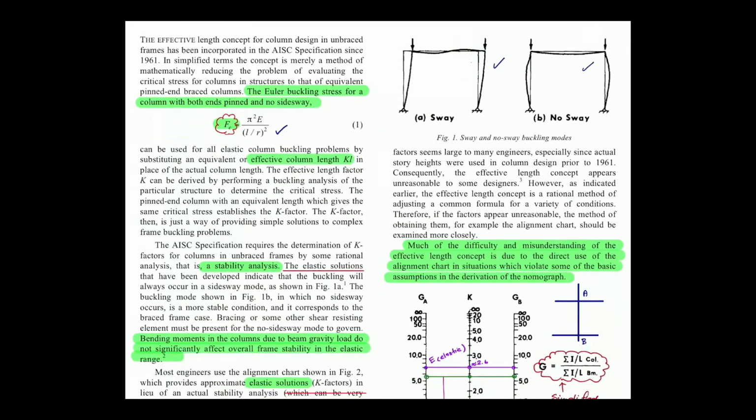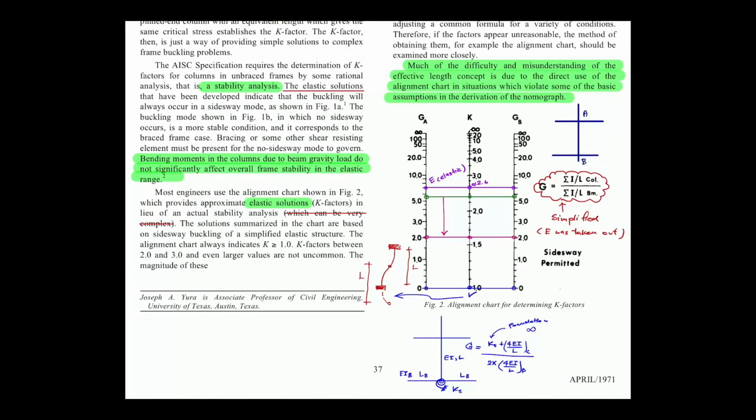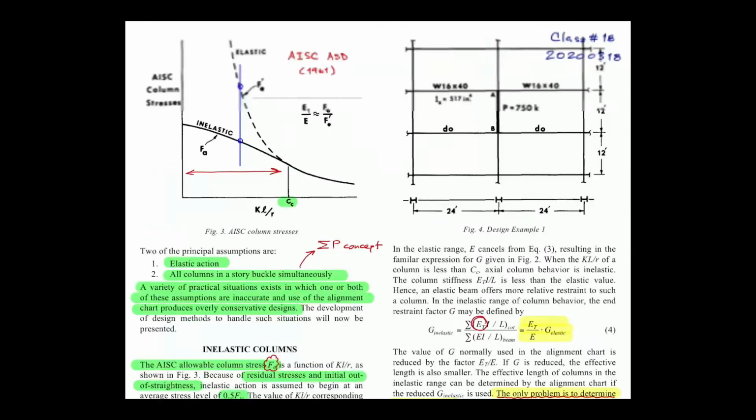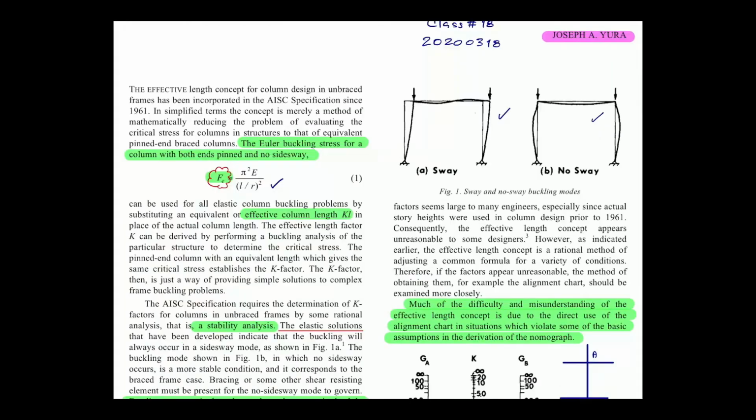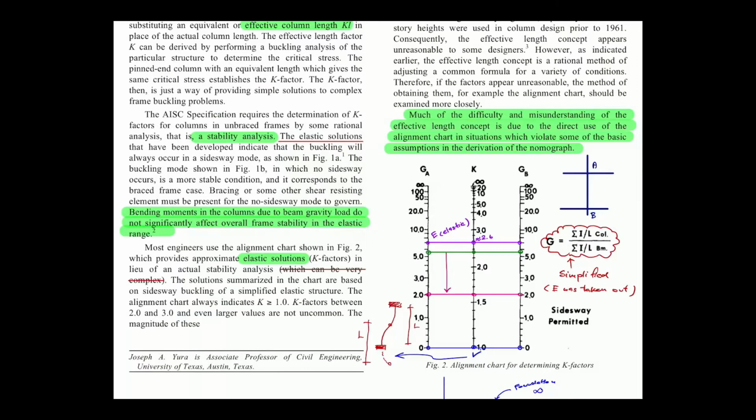We have gone through some introductions. Yura talks about the use of the alignment charts, and the alignment charts employ the ratio between the rigidity of the columns to the rigidity of the beams about the joint.